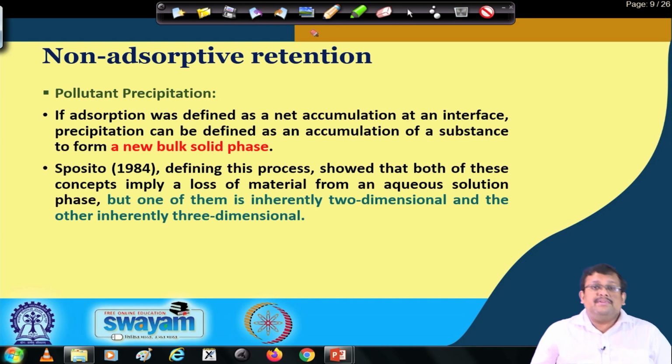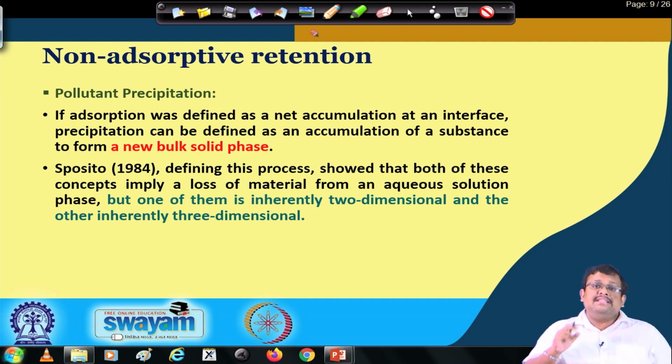So, pollutant precipitation. If adsorption was defined as a net accumulation at an interface, precipitation can be defined as an accumulation of a substance to form a new bulk solid phase. So, this is the difference. Adsorption is basically a net accumulation at an interface. However, precipitation is an accumulation of a substance to form a new bulk solid phase. So, in case of precipitation, there is a formation of a new bulk solid phase.